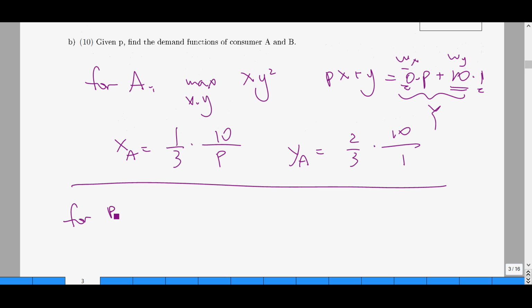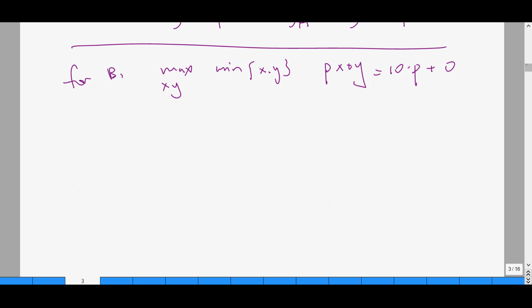And for B, we are maximizing the minimum of x and y, such that px plus y is equal to, this second person has 10 units of x and 0 units of y at the beginning. When it's minimum, we always have x_B equal to y_B, and then we substitute the equal thing here, then we know that both of them are equal to 10p divided by p plus 1, right? Because x and y are equal, then combining, factor it out and divide, that's all you need to do.